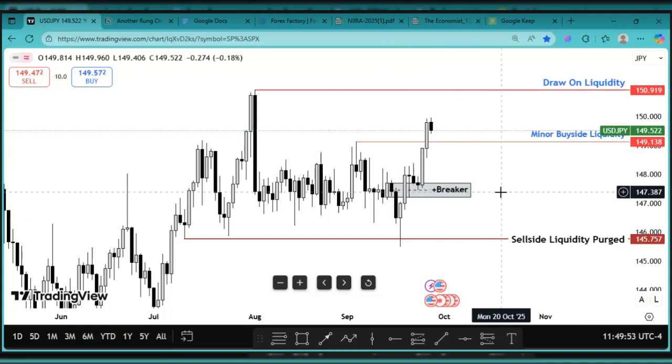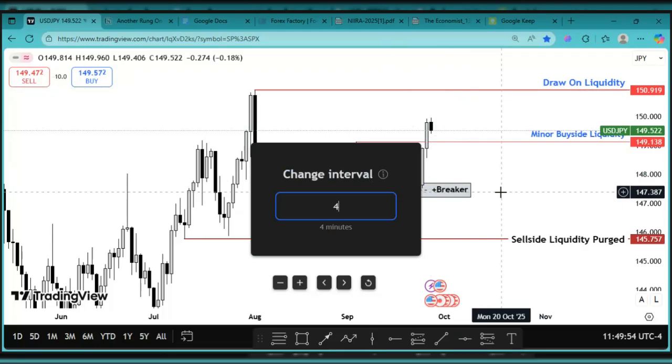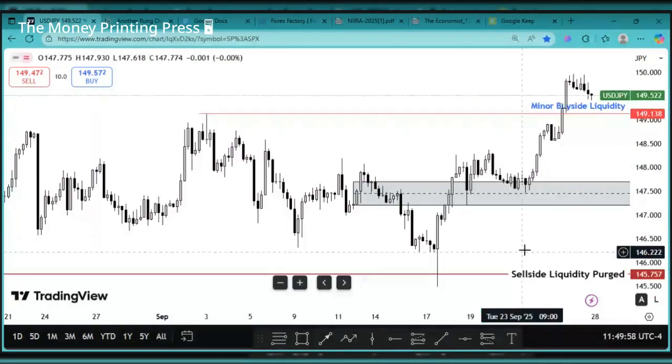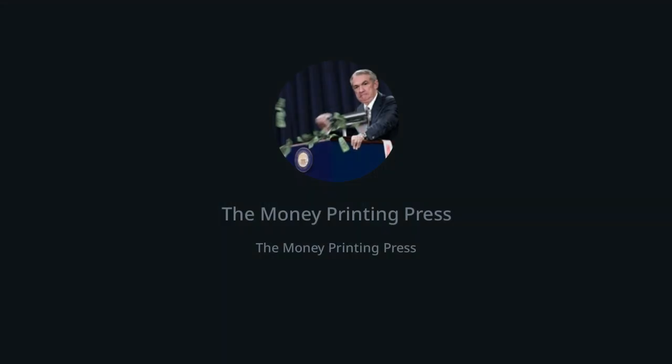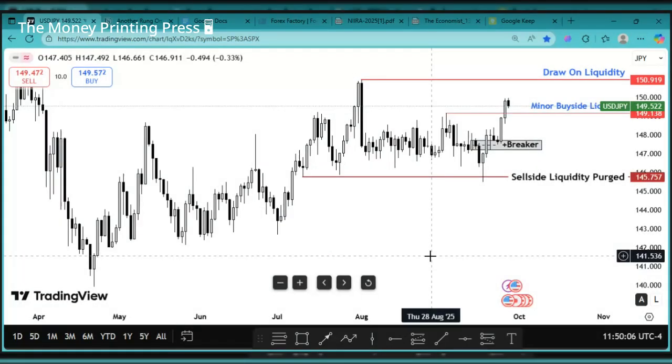Exactly. Let's check the 4-hour. Oh, that's too small. Anyways, let's go back to the daily. I like to maintain the daily and the weekly time frame.